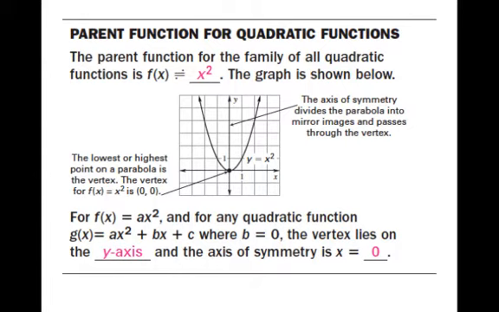The axis of symmetry divides the parabola into mirror images and passes through the vertex. So in this case, it is the line x equals 0. That is the equation for the y-axis. So the vertex lies on the y-axis, which means the axis of symmetry is x equals 0, because that is actually the equation for the y-axis.